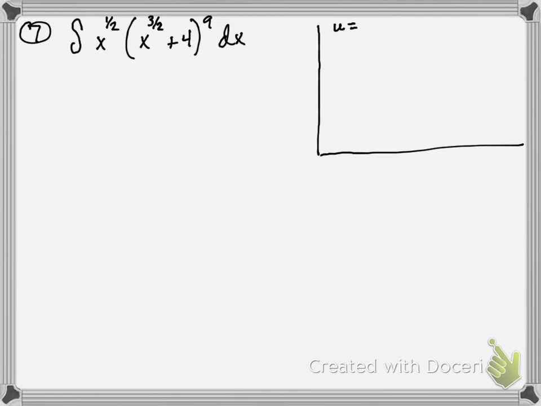Number 7 looks like a doozy right here. All right, so let's look at it. When in doubt, let's use what is in parentheses. So x to the 3/2 plus 4, that's going to be my u. Now I have to take the derivative of that, du dx. So that's 3/2 x to the 1/2?